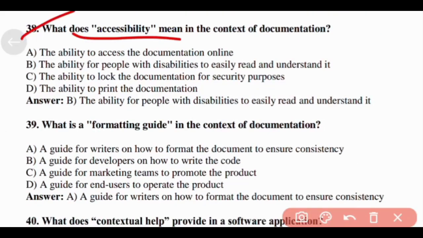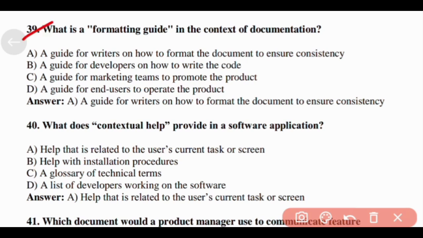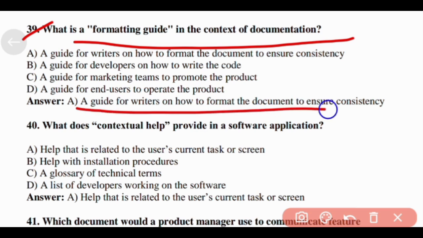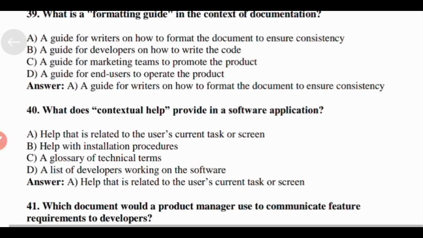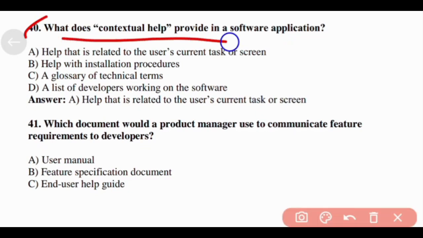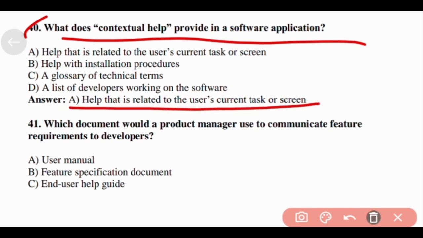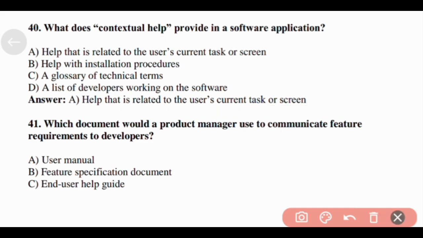What does accessibility mean in the context of documentation? The ability for people with disabilities to easily read and understand it. What is a formatting guide in the context of documentation? A guide for writers on how to format the document to ensure consistency. What does contextual help provide in a software application? Help that is related to the user's current task or screen.